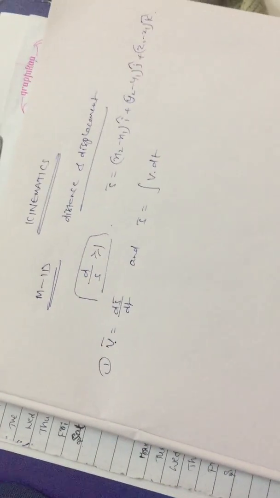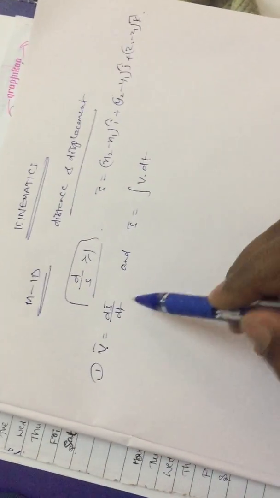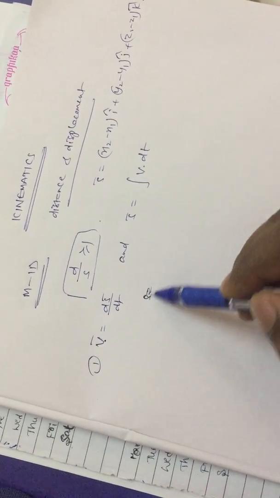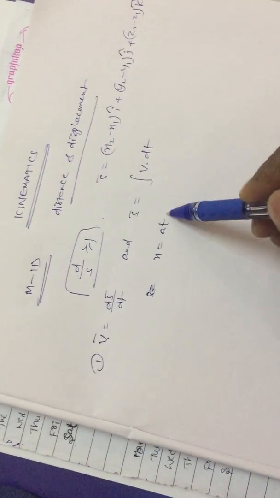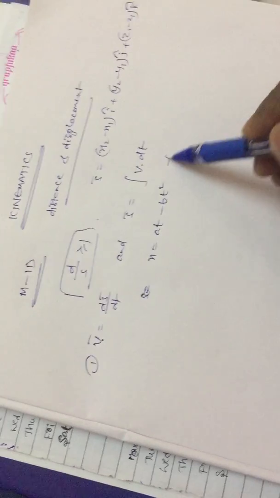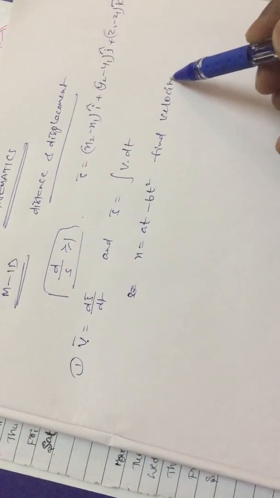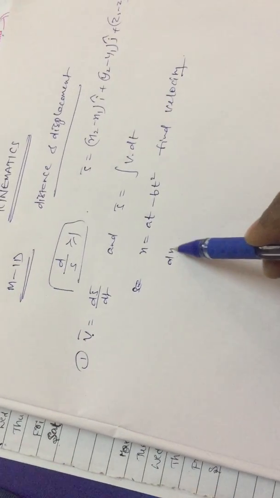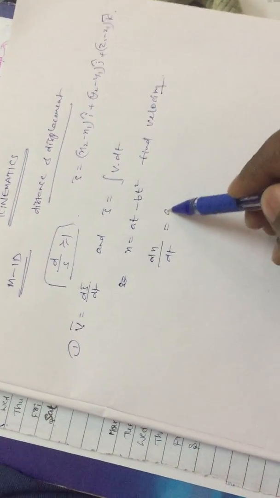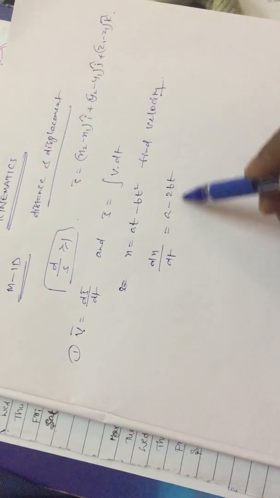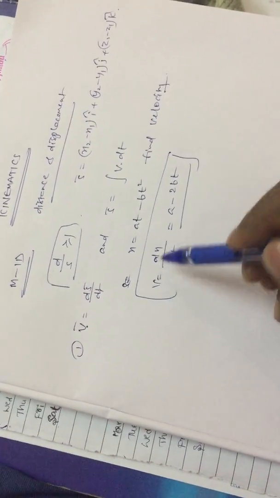Sometimes they will ask a question like, for suppose x equals at minus bt square, find velocity. Finding velocity means we will do dx by dt, and we get a minus 2bt. This one is the velocity.